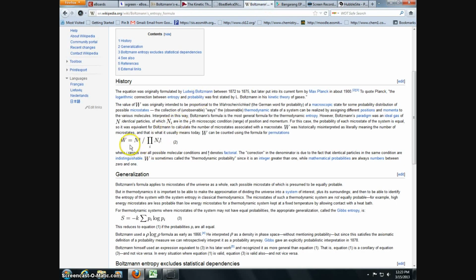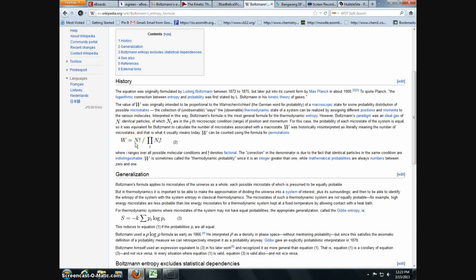This is the equation for W right here from Wikipedia. W is equal to capital N exclamation point. That means factorial. That kind of factorial is simply this. Let's say that n was 3, then n factorial would be 3 times 2 times 1, or 6. If n was 4, then n factorial would be 4 times 3 times 2 times 1, which is 24. So that's how factorials work.